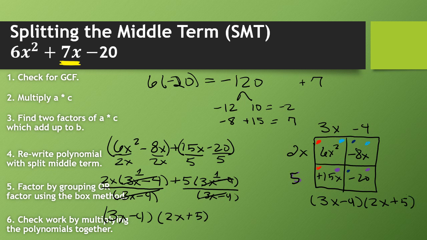If you check either one of those, you end up with 12x squared minus 8x plus 15x minus 20. And if we combine these two terms together, we get that 7x in the middle, and that will give me my original polynomial, 12x squared plus 7x minus 20.